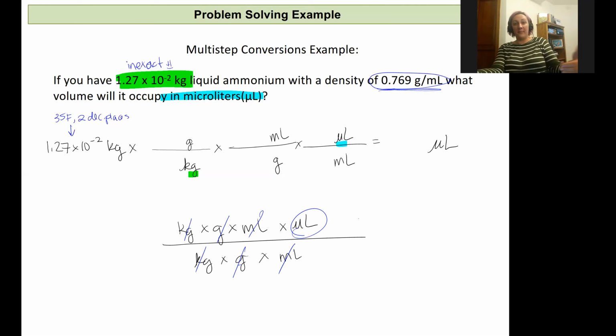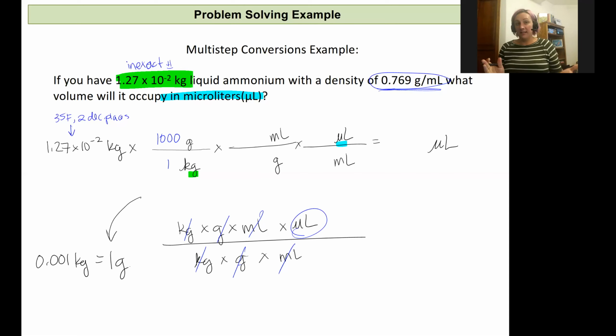So now after I have my units lined out, I'm going to go ahead and add in the numbers. So I know that for every 1 kilogram, I have 1,000 grams. Now I could also write this a little bit differently. I could instead write 0.001 kilogram equals 1 gram. I'll get the same answer either way. I've been told that my density is 0.769 grams. So that 0.769 is attached to that gram unit because it's the first one that follows it. So I'll put my 0.769 on the bottom of my conversion, and I'll put a 1 with my milliliters. Since it's per milliliter, it's an abbreviation of per 1 milliliter.